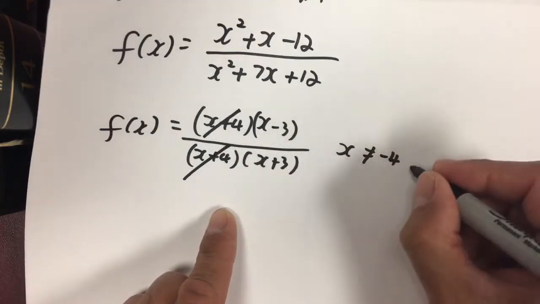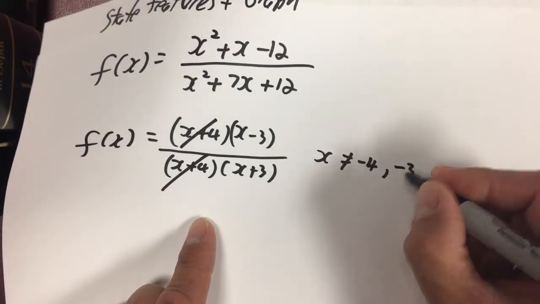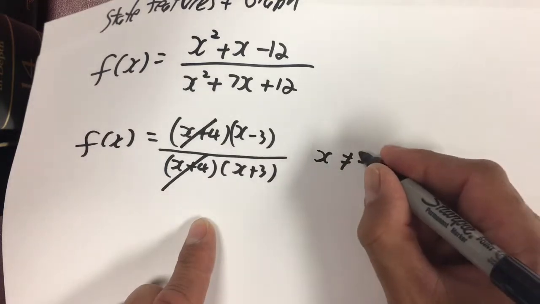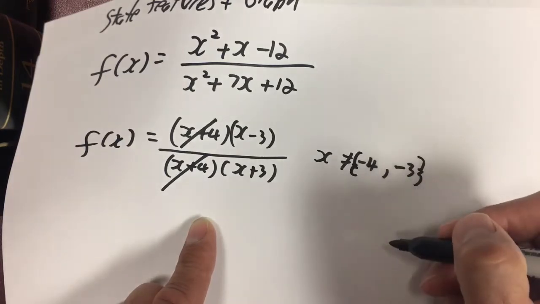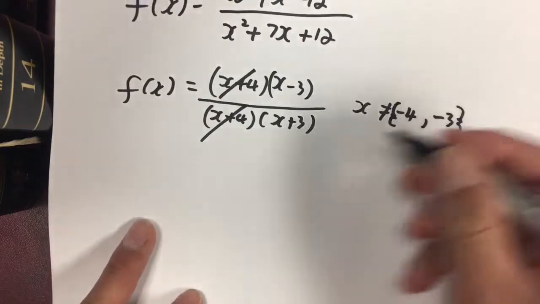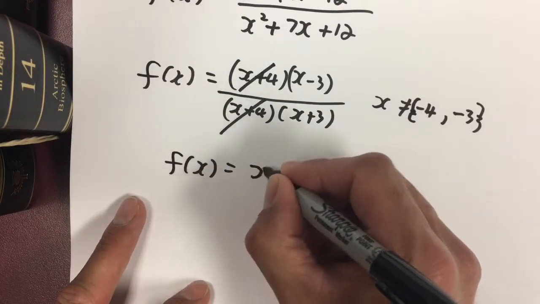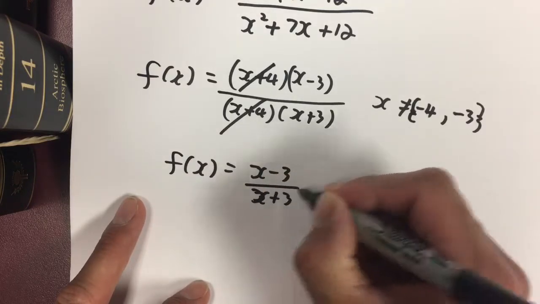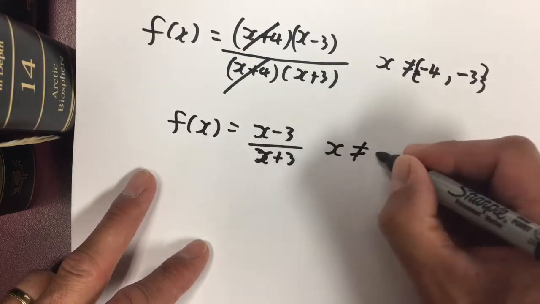Also implied here is the restriction that x is never equal to negative 3, because if it was, we'd be dividing by 0. So we have this small set of numbers that x is never equal to. Never negative 4 and never negative 3. So now we have f of x equals x minus 3 over x plus 3, where x is never equal to negative 4.